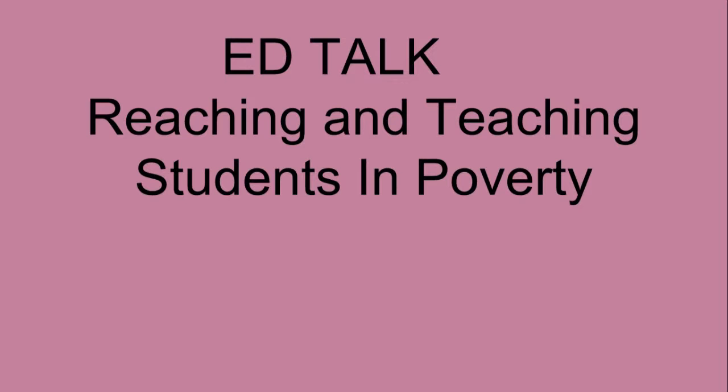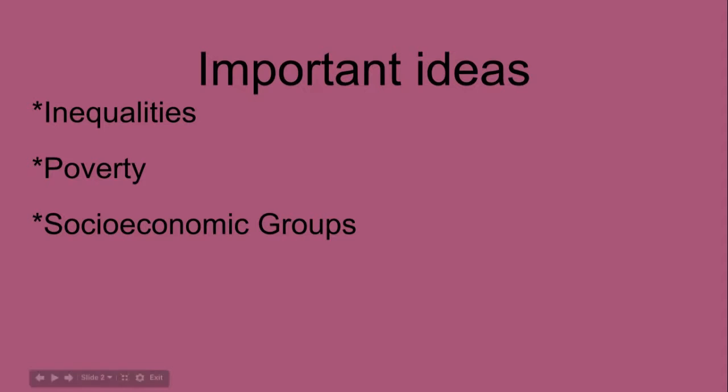This is on chapters 1 through 4, Reaching and Teaching Students in Poverty. I just pulled out some of the important ideas to me that I call aha moments. The first one is the inequalities. The book talks about the inequalities in how students are placed and the schools that they are surrounded by.